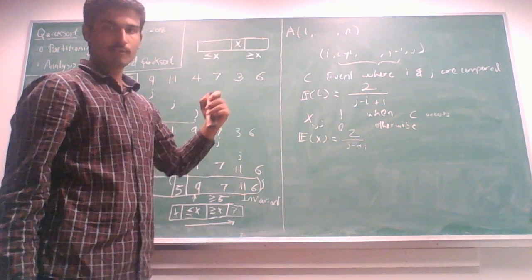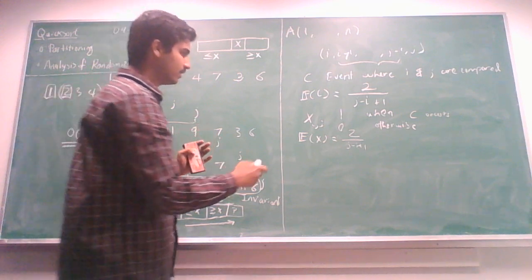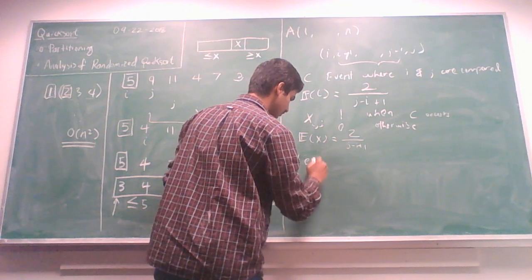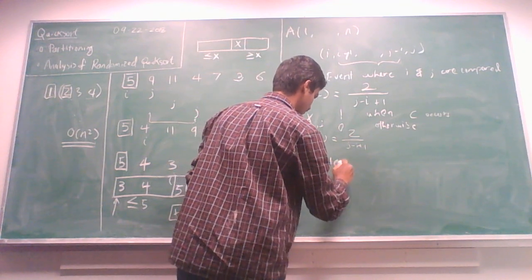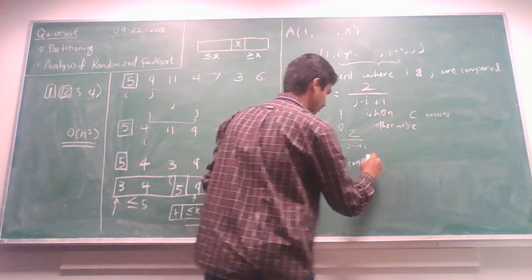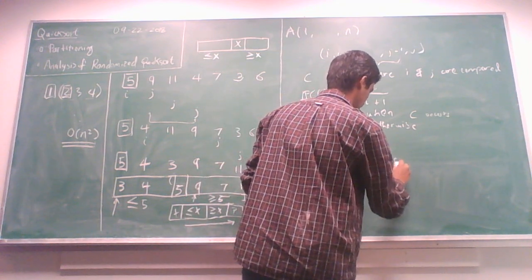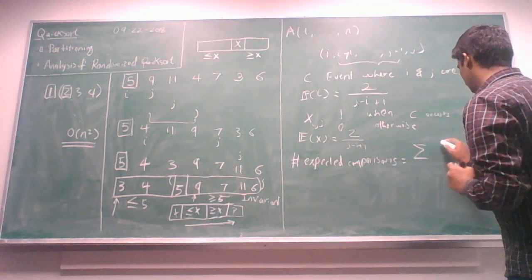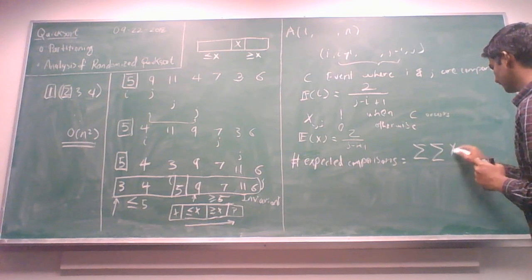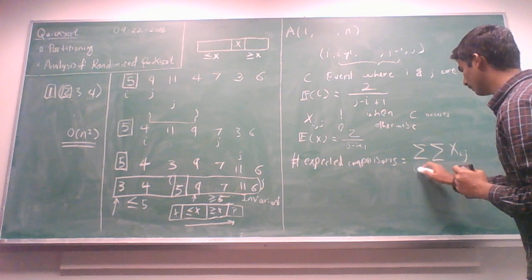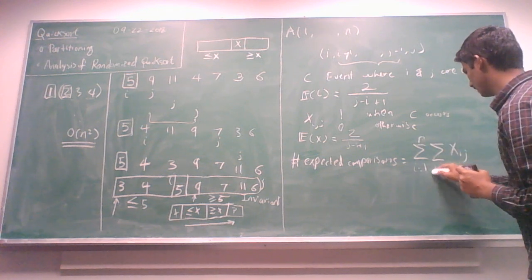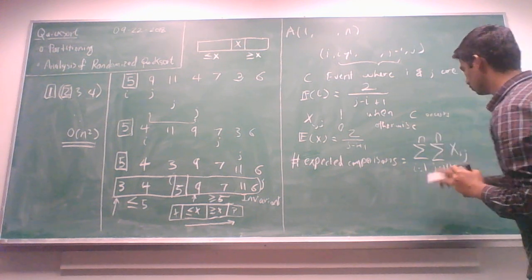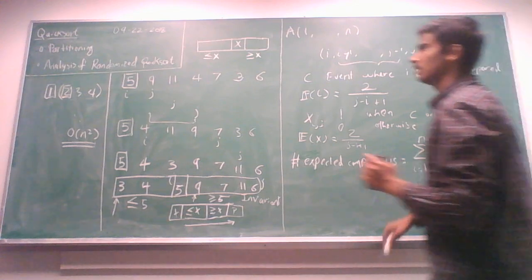Now we want to find out the number of comparisons for all the elements in the array. That is, we want to find out the number of comparisons, which is the double summation of xij, where i will go from 1 to n and j will go from i plus 1 to n. So i will go from 1 to n minus 1 according to this algorithm.